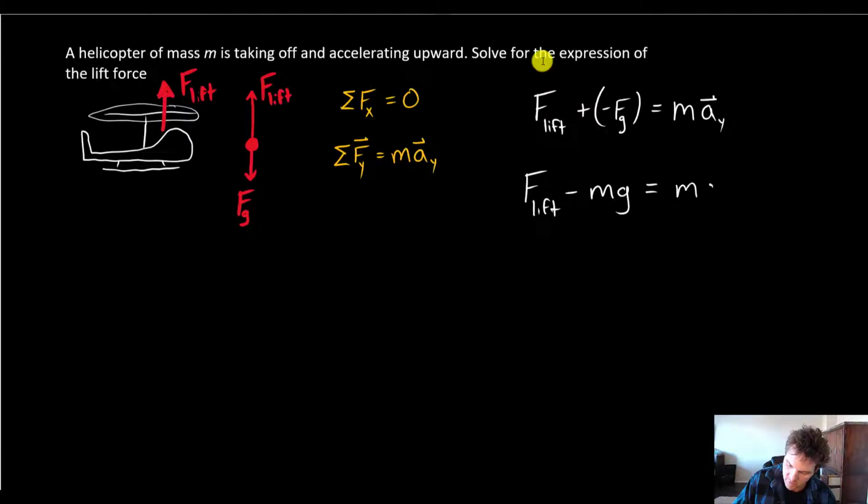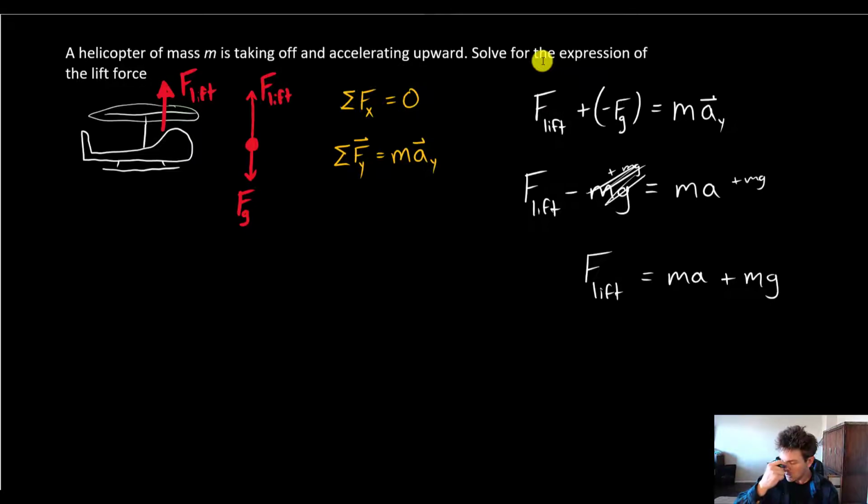Equals mass times acceleration. And the last bit I need to do is get this force of lift all alone, so I can add mg to the other side. Right? Those are going to cancel out, and I'm left with force of lift is equal to mass times acceleration plus mass times the pull of gravity. And if you notice, mathematically, there's one little thing we can do here. There is a common mass in each of those terms, so we can actually just factor out that mass and make it look a lot nicer. Boom.